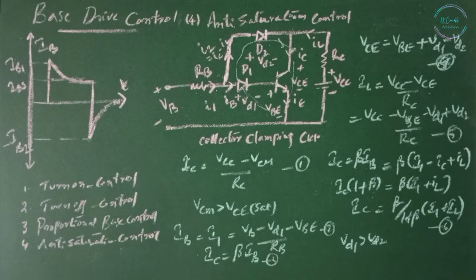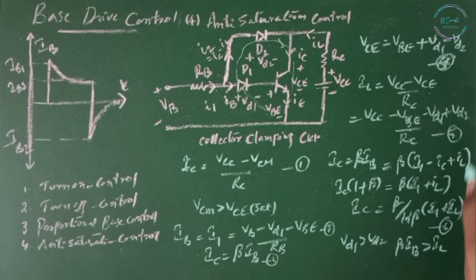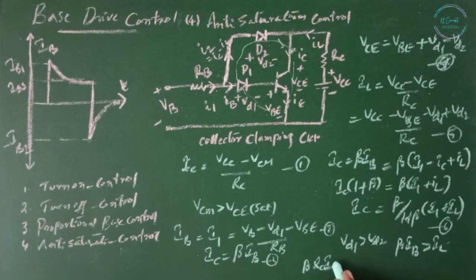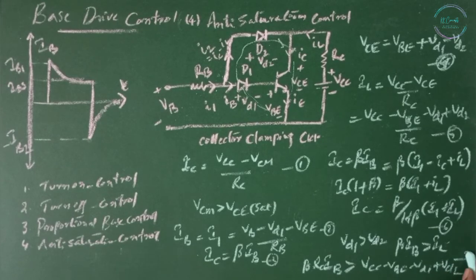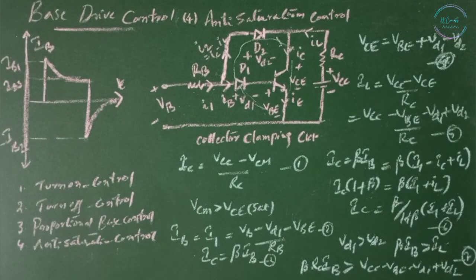The load resistance RC should satisfy the condition beta IB greater than IL. Now from equation number 5, we know IL, so beta IB must be greater than VCC minus VBE minus VD1 plus VD2 divided by RC. Equation number 7. The clamping action results in the reduction of the storage time and almost eliminates it. At the same time, a fast turn-on is accomplished. However, due to the increase in VCE, the on-state power dissipation in the transistor increases, whereas the switching power loss is reduced.